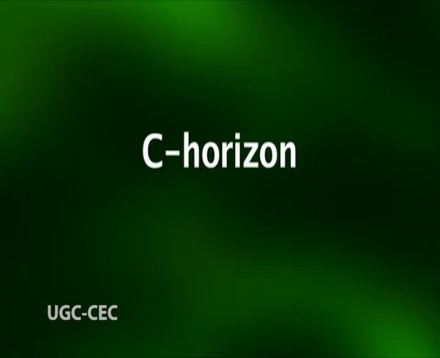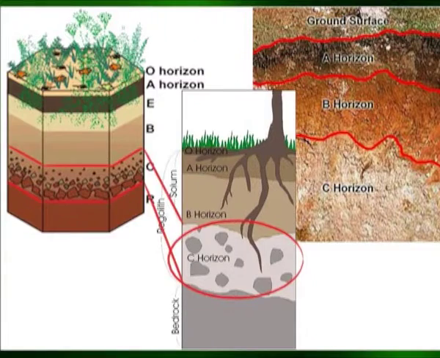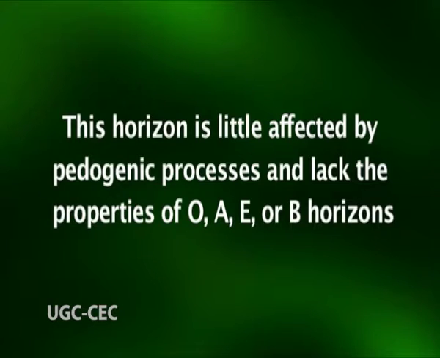Now we discuss C horizons. The C horizon constitutes the transition layer between the actual soil and parent bedrock. It is less weathered than the upper horizons and contains partially weathered parent material of the bedrock, or sometimes materials transported by glaciers, wind or water. This horizon is little affected by pedogenic processes and lacks the properties of O, A, E and B horizons.